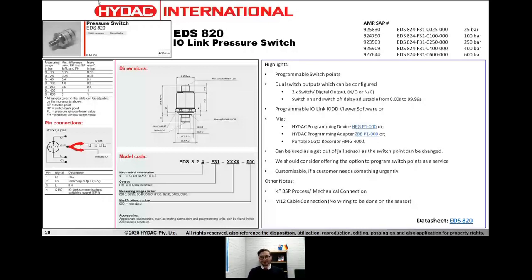So sorry to confuse people, but it's also quite a versatile sensor, and you can program this sensor using our HMG 4000 tool, or a handheld programming tool, a HPG P1, or a computer or a PC-based programming tool. So it comes in various different pressure ranges as well. Again, 1/4-inch BSP and M12. So as you can see here, the 1/4-inch BSP is quite a common style connection.